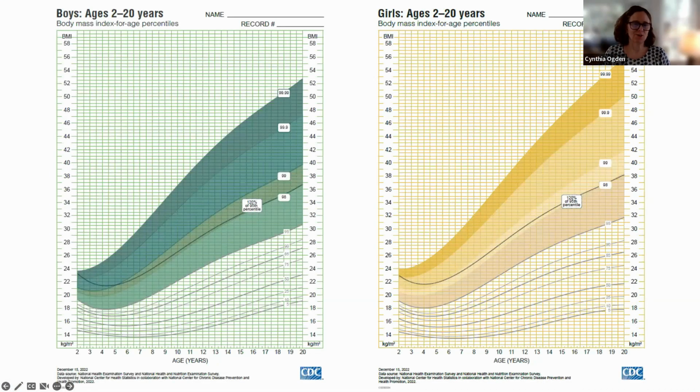So this shows the actual extended BMI for age growth charts. On the left are the charts for males, and on the right for females. And you can see they extend to a BMI of 60 and include 4 additional percentiles. 120% of the 95th percentile is shown as a dotted line. Next slide, please.